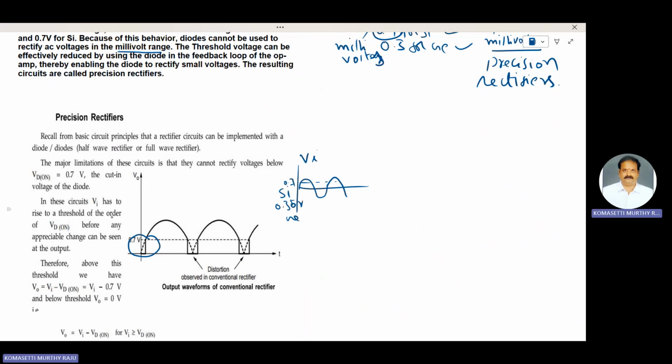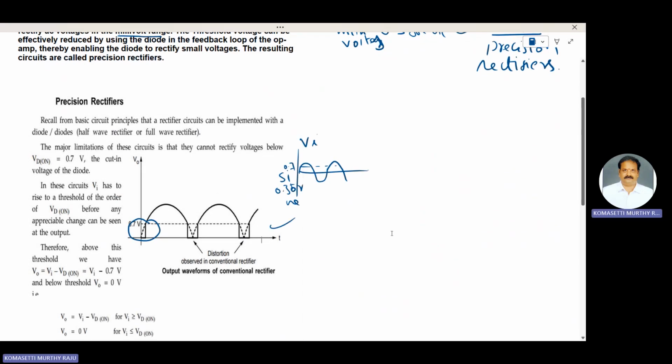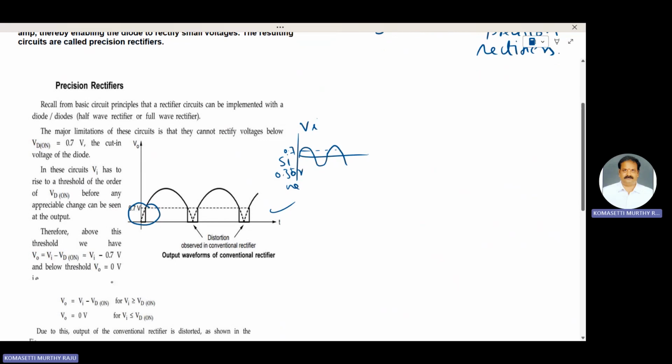In these circuits, Vi has to rise to a threshold of the order of VDR. That means Vi greater than or equal to 0.7 volts before any appreciable change can be seen at the output. Therefore, above this threshold, we have V naught equal to Vi minus VDR, that means Vi minus 0.7. And below threshold, that means less than 0.7 volts, V naught is equal to 0 volts.